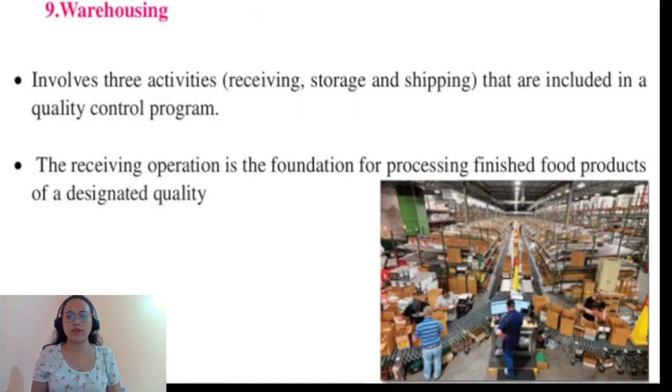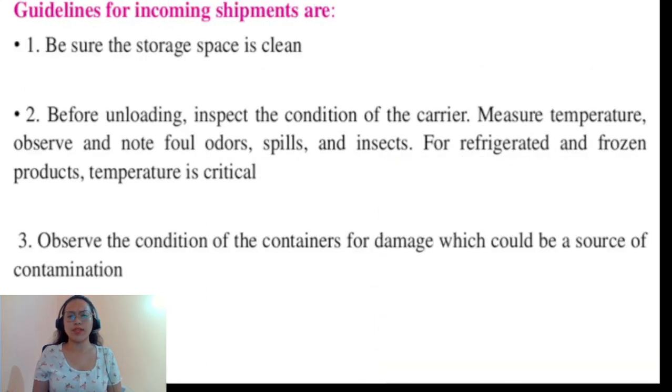Next is warehousing. It involves three activities: receiving, storage, and shipping, which are included in a quality control program. The receiving operation is the foundation for processing finished food products of a designated quality. The guidelines for incoming shipments are: number 1, be sure the storage space is clean. 2, before unloading, inspect the condition of the carrier. Measure temperature, observe and note foul odors, spills, and insects. For refrigerated and frozen products, temperature is critical.